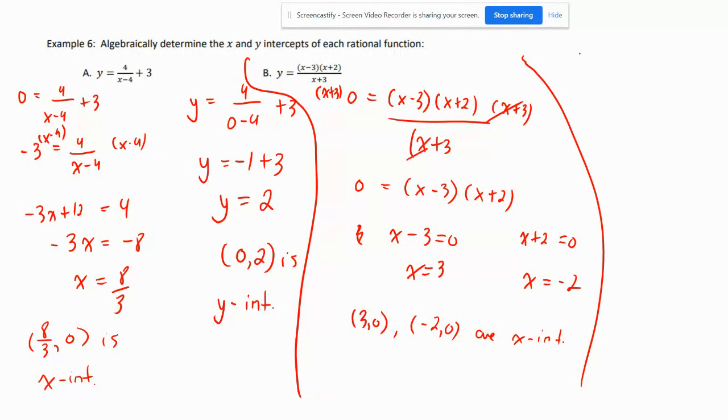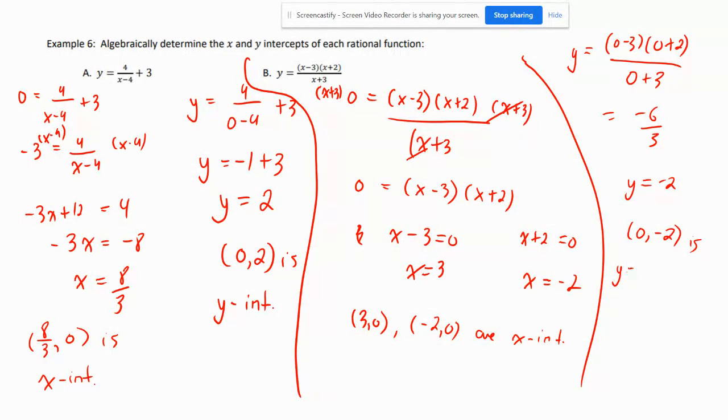Last one is to figure out our y-intercept. Negative 3 times 2 is negative 6, over 3. y equals negative 2. That means (0, negative 2) is the y-intercept. Okay, so that's what this one's going to be.